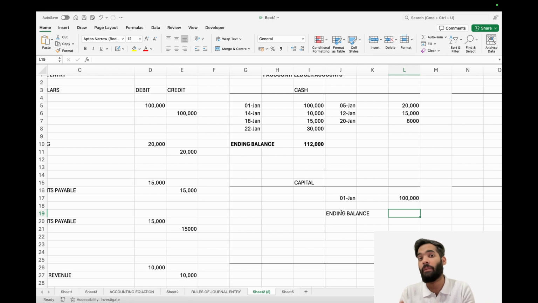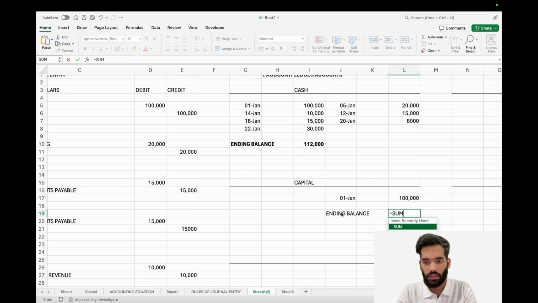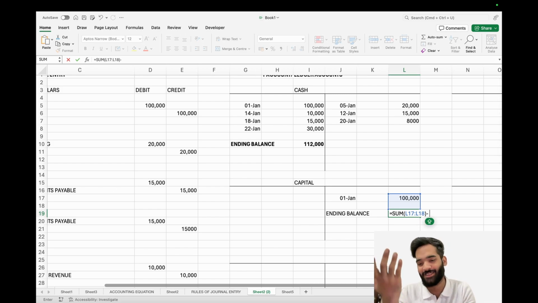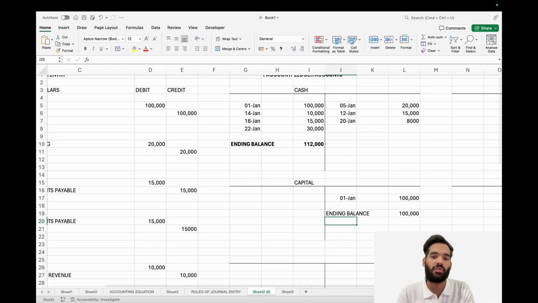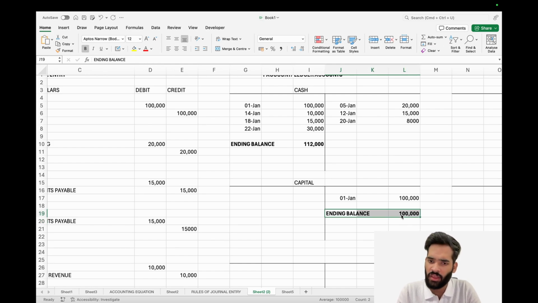Since capital is the equity account, it increases on credit, decreases on debit. So in this case, we will do the sum of the credit side. Apparently, it's just 100,000, and minus the sum on the debit side, which is of course 0. There's nothing there. So ending balance is 100,000. And you might notice, I'm always writing the ending balance on the increase side. And yes, that's a generally accepted way to do the total ending balance.